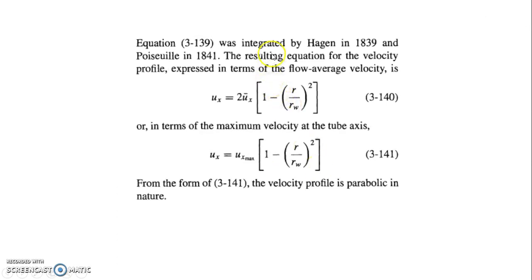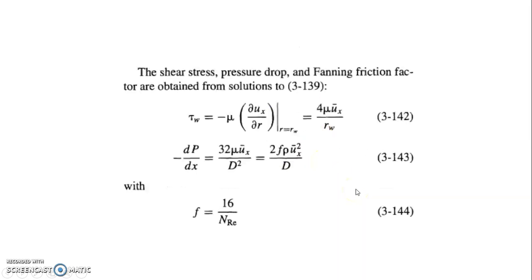Equation 3.139 was integrated, and the resulting equation for the velocity profile is expressed in terms of this equation and in terms of the maximum velocity at the tube axis. From equation 3.141, the velocity profile is parabolic, since you see r squared over rw squared. So it can be said that it is parabolic in nature.